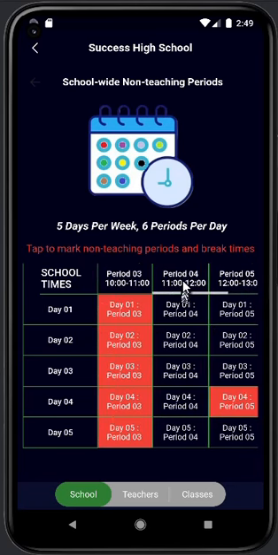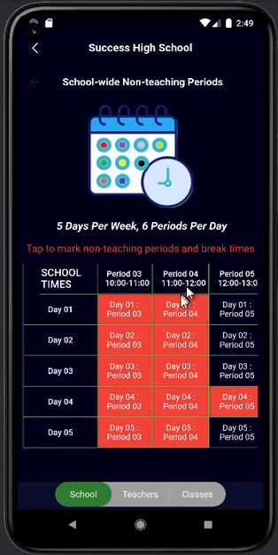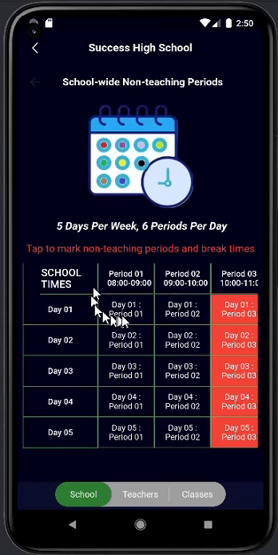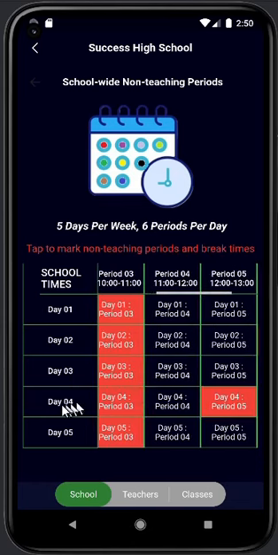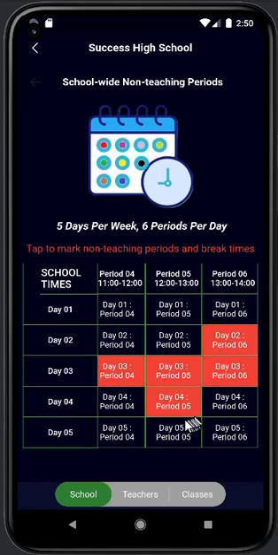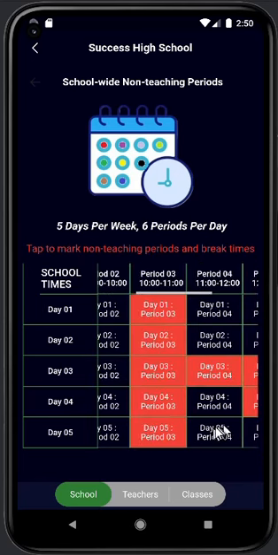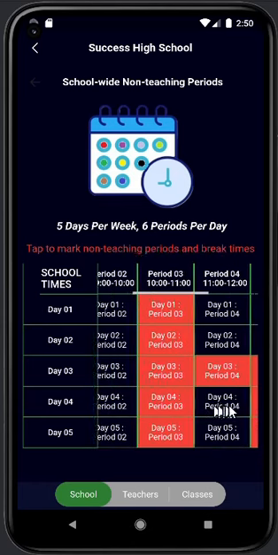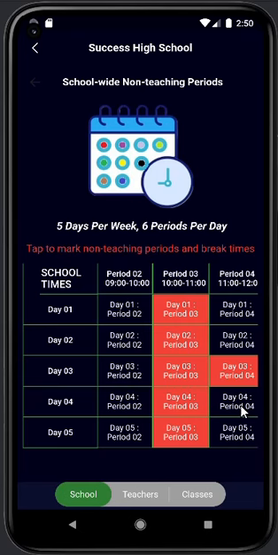Suppose school management held staff meetings every first period on Mondays, we would make that Monday first period unavailable for teaching. Suppose Wednesday afternoons were sports days in our school, we would make those Wednesday afternoon periods unavailable for teaching. Suppose our school allowed students to leave early on Fridays. We would make those Friday afternoon periods unavailable for teaching. That's how simple it is to specify availability and unavailability times in DreamTimetables app.